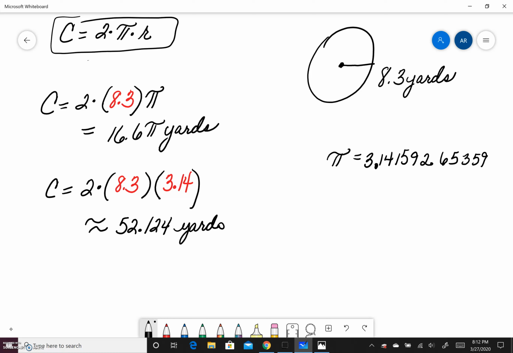But what you're going to do is plug in 3.14 instead of including the pi symbol. And it's approximately because pi is really represented by 3.14, and there are many digits. And these digits are just based on my calculator. That's as many as I could show. That's why it's an approximate answer. So when you enter 2 times 8.3 times 3.14 in your calculator, you should have the answer of 52.124 yards.